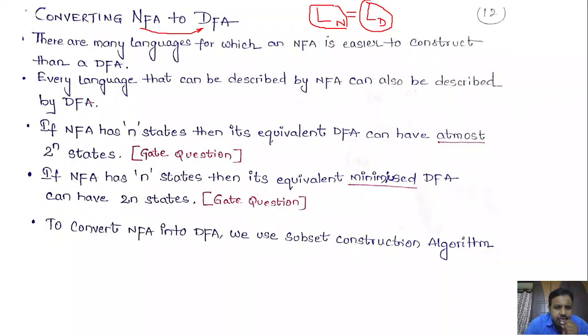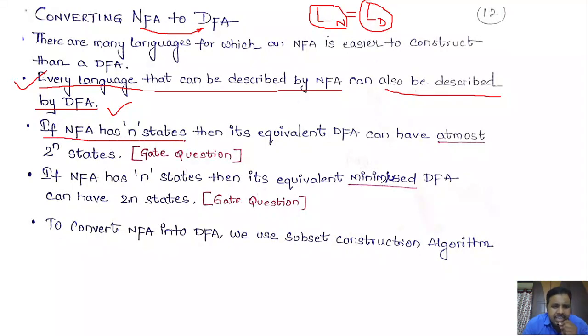Okay. So here you could see the second point. Every language that can be described by NFA can also be described by a DFA. So whatever language can be accepted by the NFA, the same language can also be accepted by the DFA. Here I have mentioned some of the points which are important in the GATE examination as far as this particular subject is concerned.